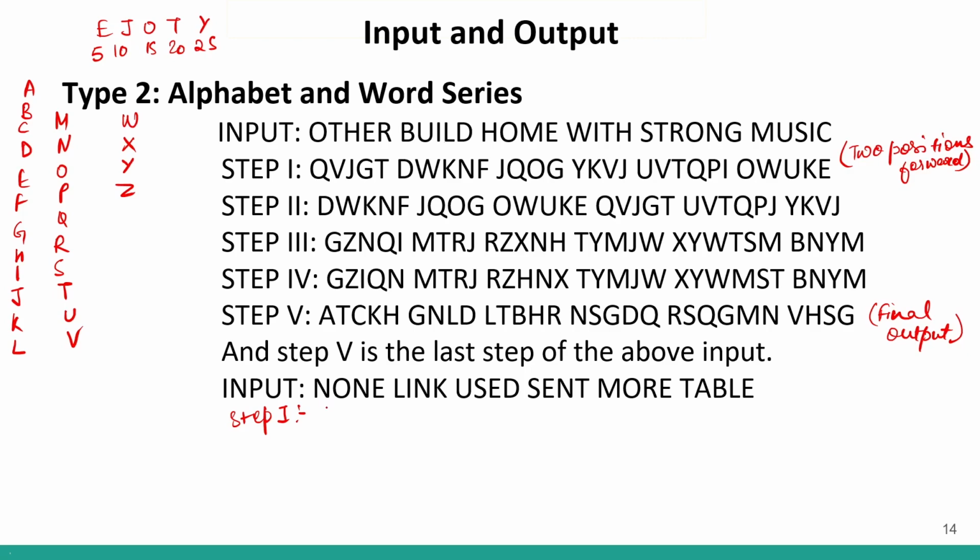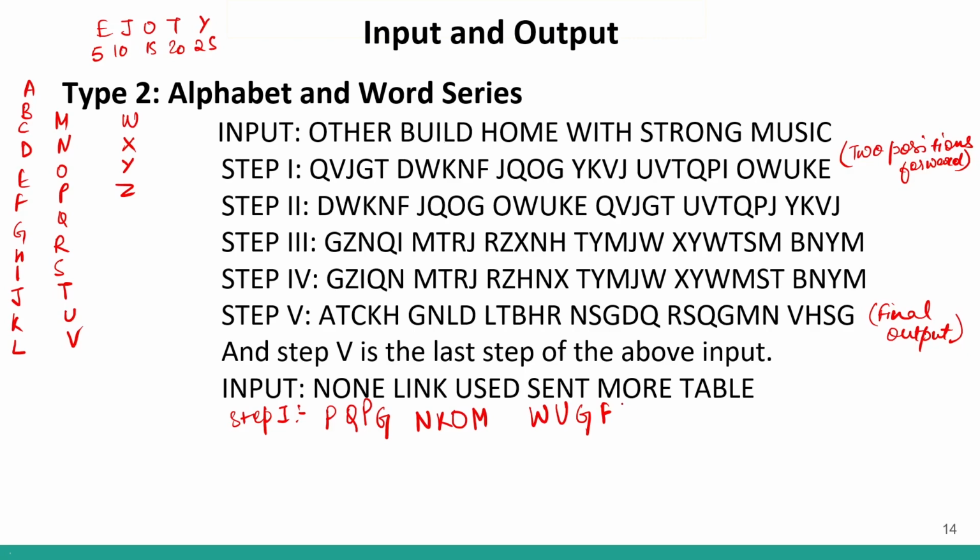So N will become what? N will become P. O will become Q. Again P. E will become G. Right? Then L will become N. I will become K. N, M, O, K. After K we have M. Correct? In used, it will become W. S will become U. E will become G and D will become F.